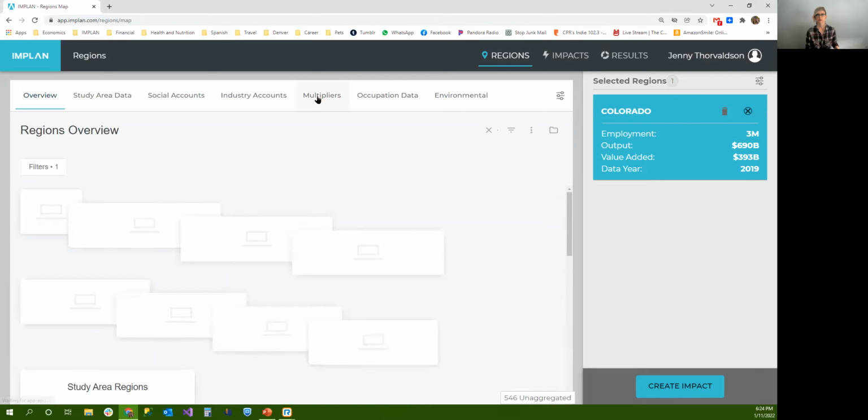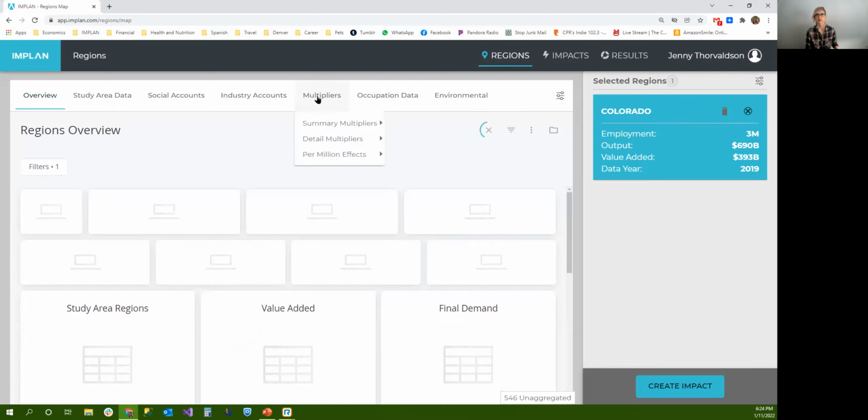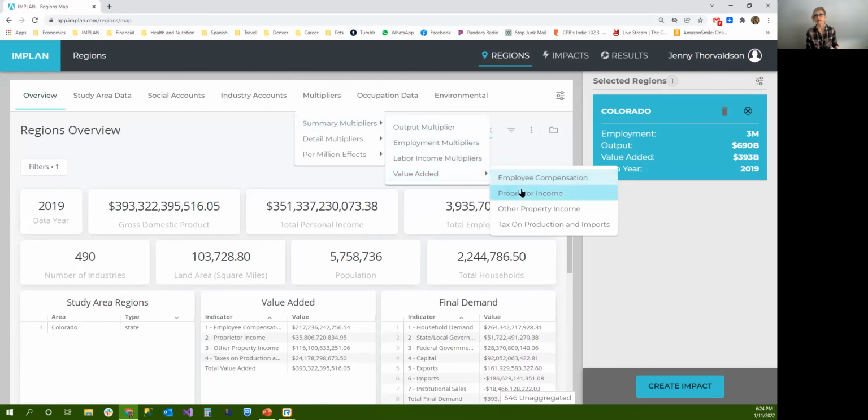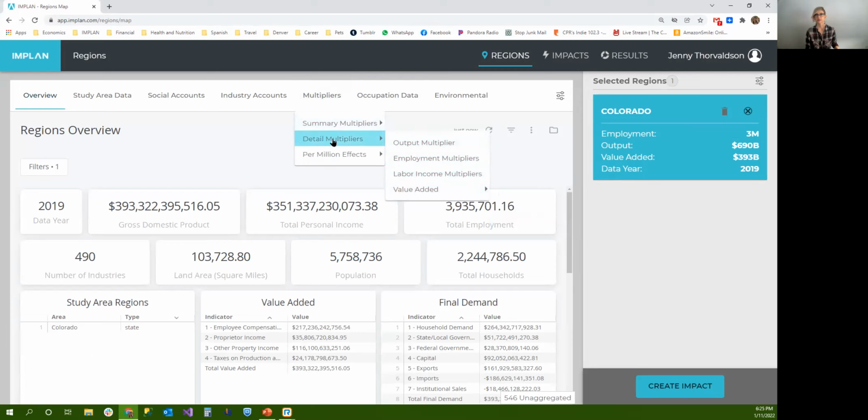So I'm going to click on multipliers here, and there you can see we can look at summary multipliers, and there are different multiplier types. We talked about output, employment, labor income, value added, and each of the 4 components of value added. So lots to look at here, and then the detail multipliers, which we'll look at next. And then here are some per million effects. That's what we were talking about, kind of a response coefficient, which is technically different than a multiplier, but it's the same concept. So let's look at summary employment multipliers.